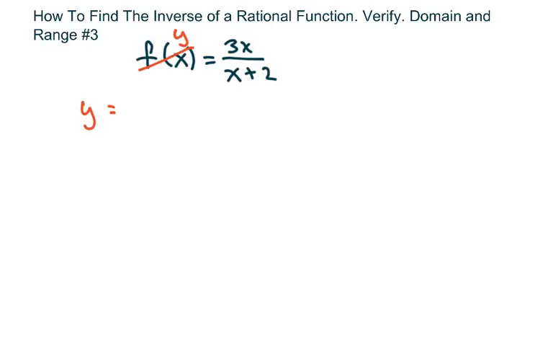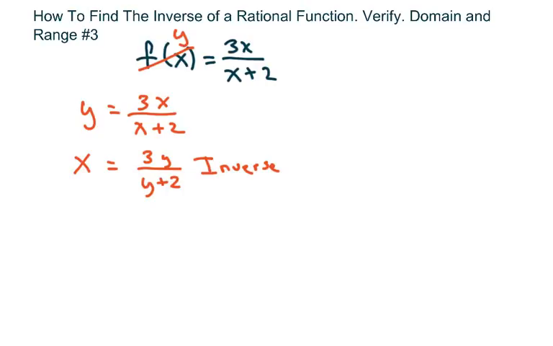So we have y equals 3x over x plus 2. And you're going to switch your y's with your x's. So you have x equals 3y over y plus 2. Now this is the inverse. Now we have to solve for y.